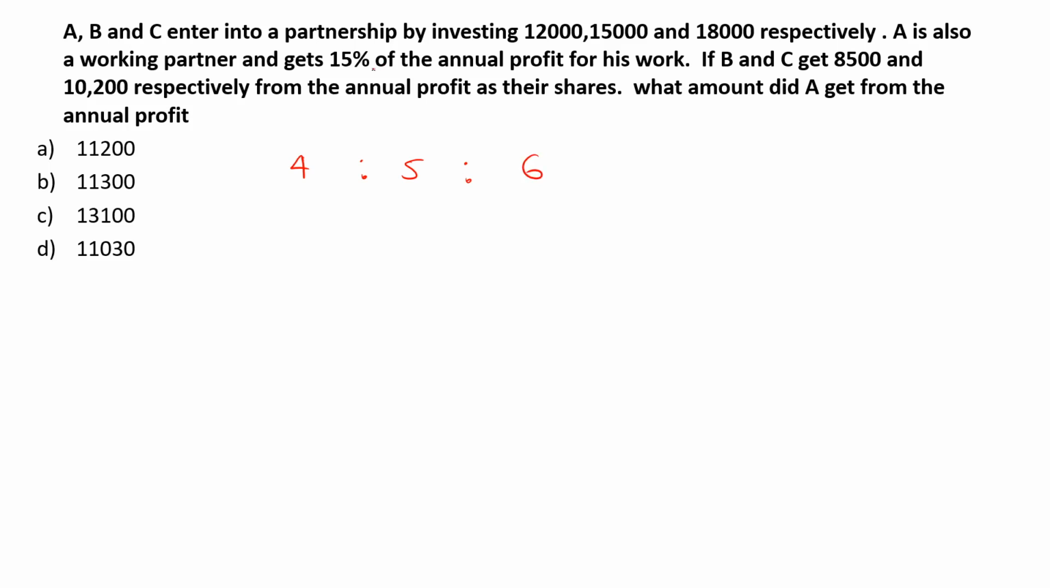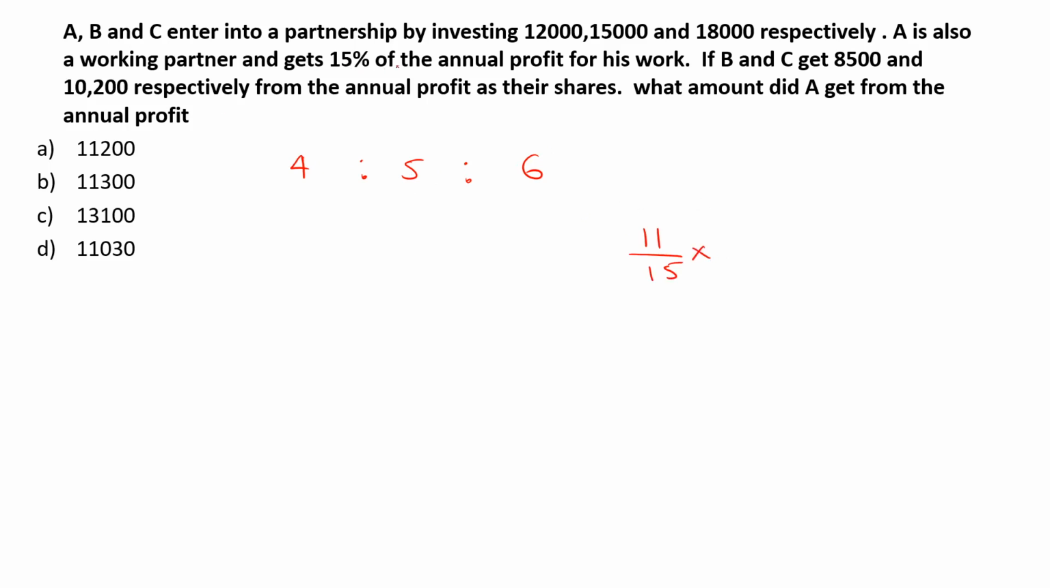A is a working partner and he would get 15% of the profit as a salary, and the rest of the profit is divided among A, B, C in the ratio according to their investments. B and C together, B got 8,500 and C got 10,200, and we need to find the share of A. B and C together got 18,700. That means the amount of B and C together would be 11 parts out of 15 parts of the profit.